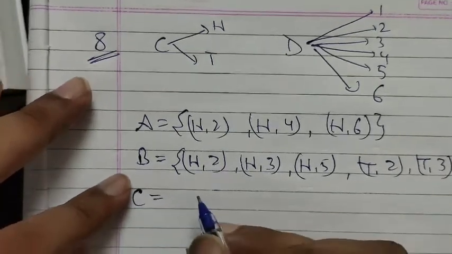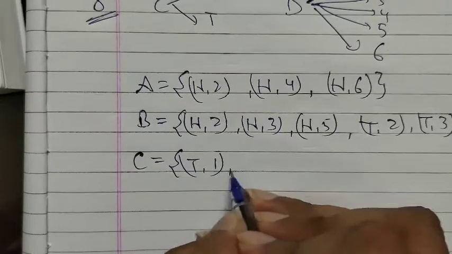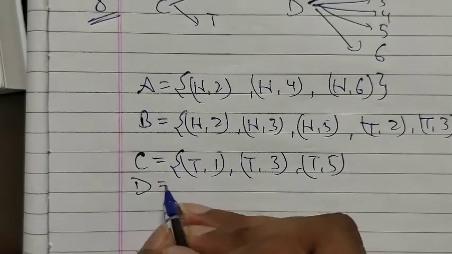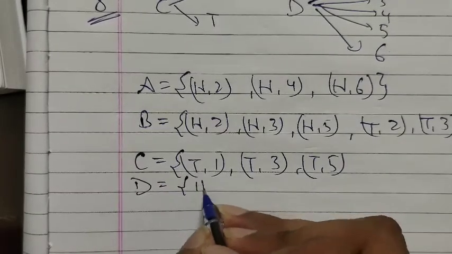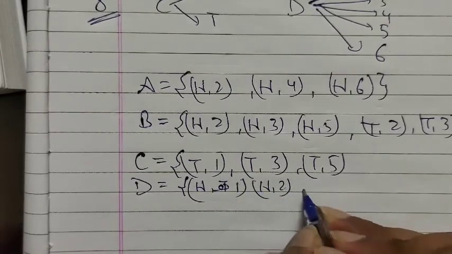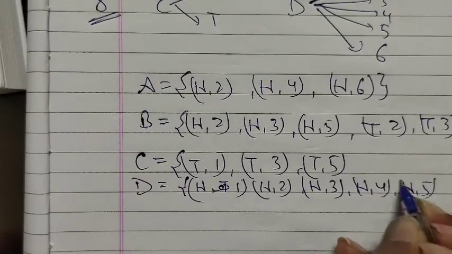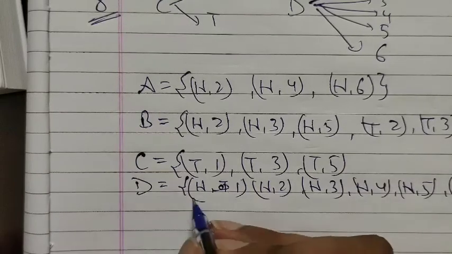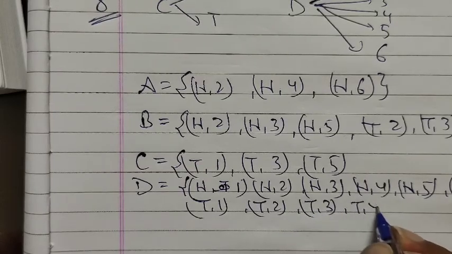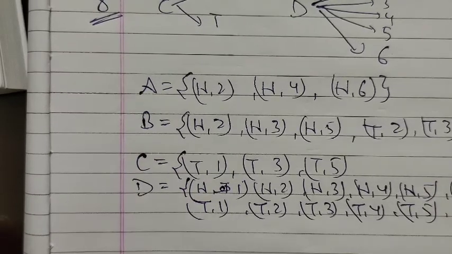C, getting a tail and an odd number. So tail and odd number, right? D, getting a head or a tail. So head or tail: head with 1, head with 2, head with 3, head with 4, head with 5, head with 6, tail with 1, tail with 2, tail with 3, tail with 4, tail with 5, tail with 6. So these are the possible sample space.